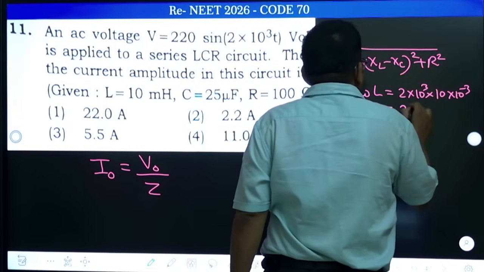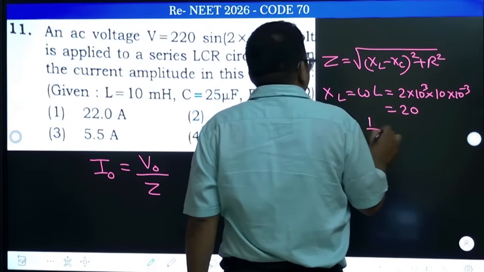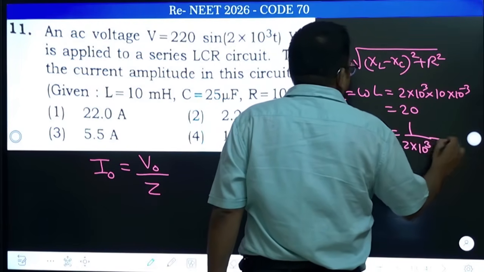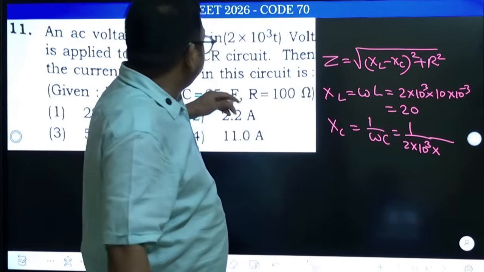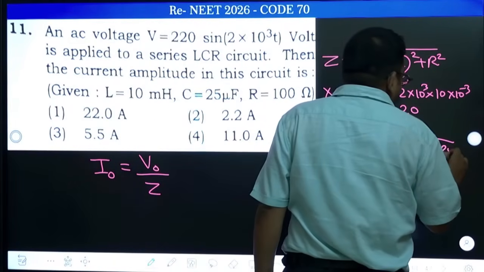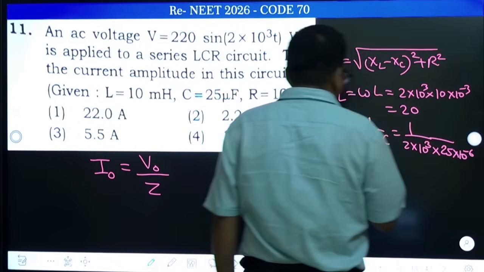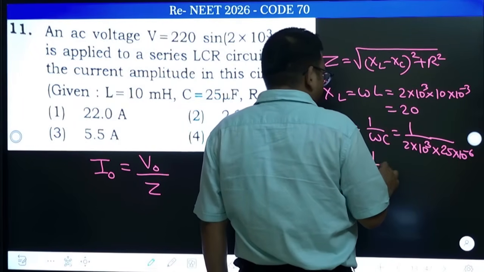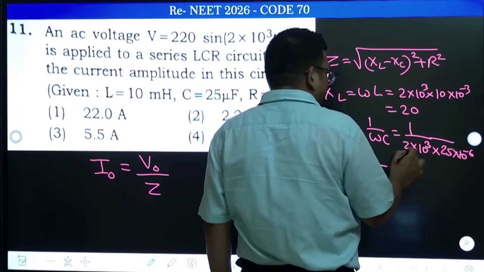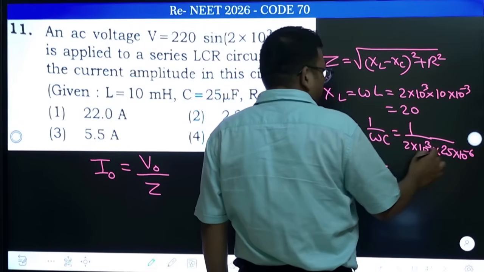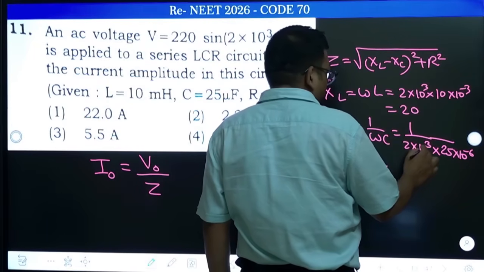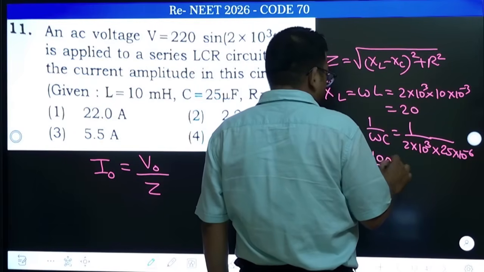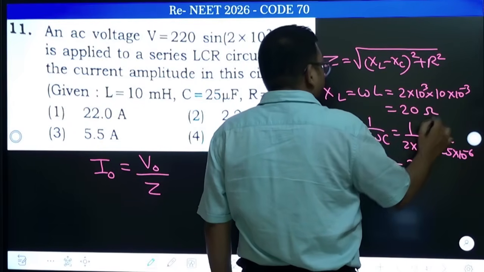So this becomes 20. Then what is XC? 1 by omega C. Omega is again 2 into 10 to the power 3, and capacitance is 25 micro, 25 into 10 to the power minus 6. Then XC will be 1 by 50 times 10 to the power 4, so a factor of 100 will come. This is also going to be 20. So these are 20, 20.